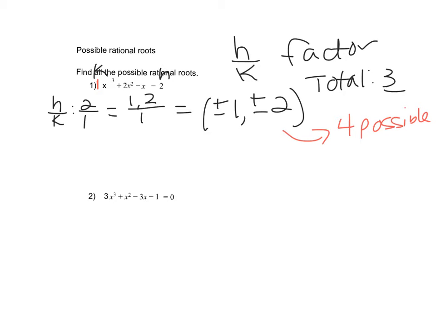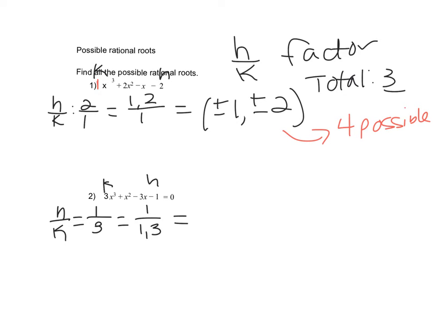All right, let's look at the next one. The next one has a k value, and the h value is 1, which makes it kind of easier. Again, we're going to do h over k, which means the constant at the end is a 1, and the leading coefficient is the k, which is 3. We list out the factors: there's only one factor for 1, which is 1, and the factors for 3 are 1 and 3. So this one, again, isn't going to have a ton of answers.